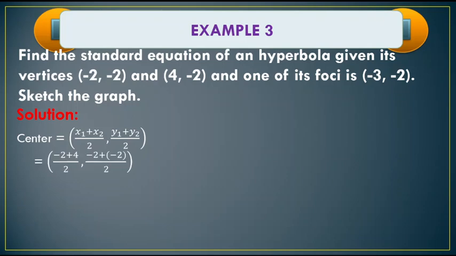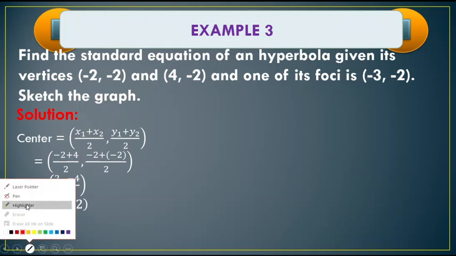So we have x, gamit ang midpoint formula, so we have -2 plus 4 over 2, times -2 plus -2 over 2. So the center now is (1, -2). Same ulit sila ng denominator, ng denominator ng y din. They're both -2. Okay? So, paano ba ang gagawin?